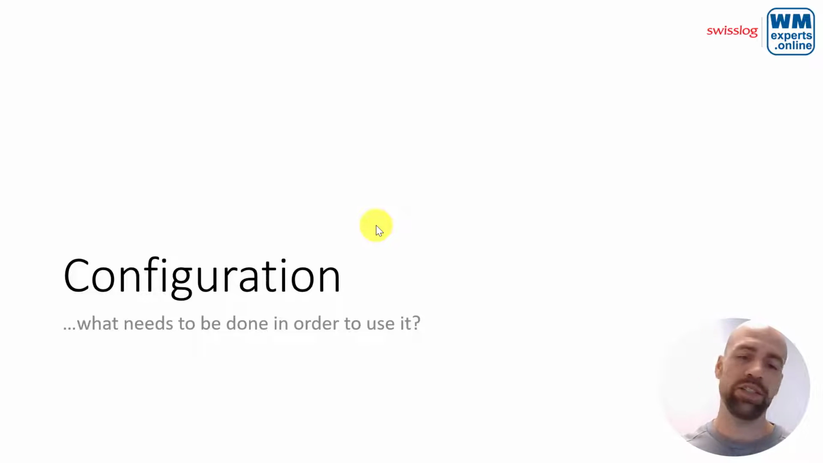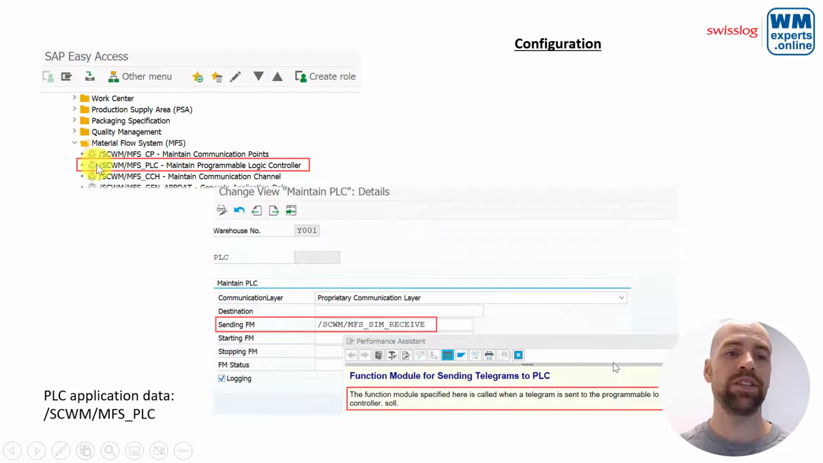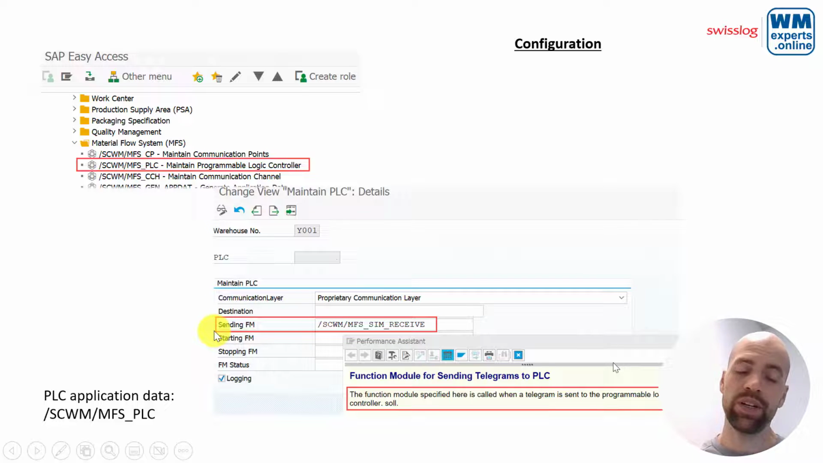First step, configuration, very easy, only one slide, because the only thing you need to do is change the application data of the PLC. The PLC that you are using and that you want to emulate now has a field here as sending function module. And in this field, you maintain the function module, which is called when a telegram is sent to the PLC.